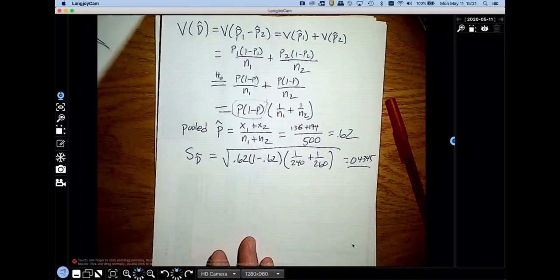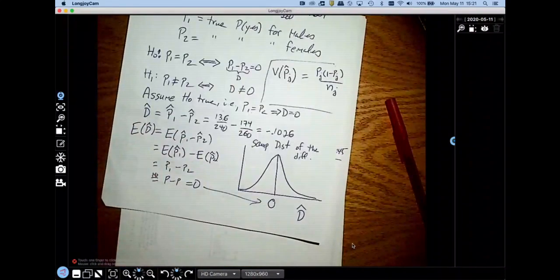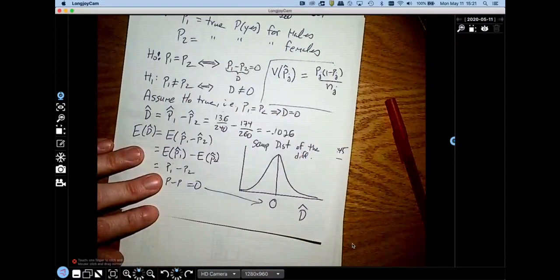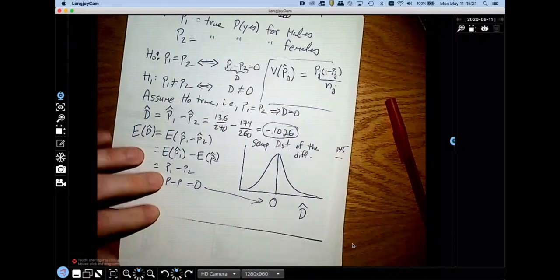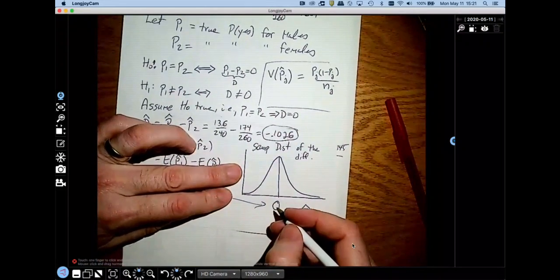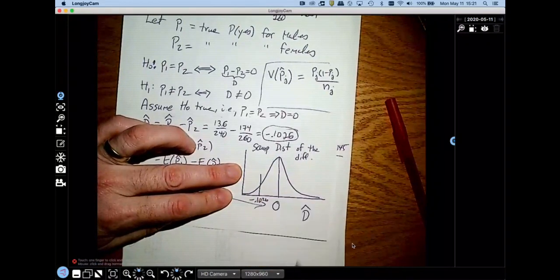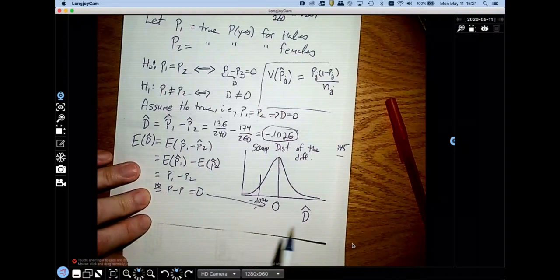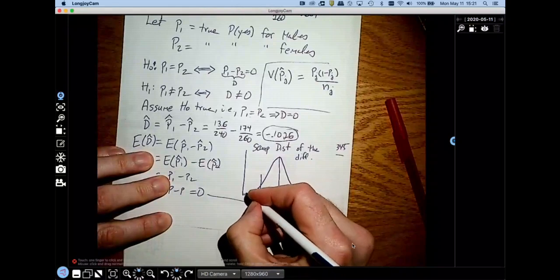Well, let's go back to my graph of the sampling distribution. I've sampled 500 people, a certain number from each of my groups, and I've observed that the difference is minus 0.1 something or other. So minus 0.1026 is my test statistic. That's what I've seen from the data. And the way we're going to evaluate this hypothesis is to look at the area in this tail.